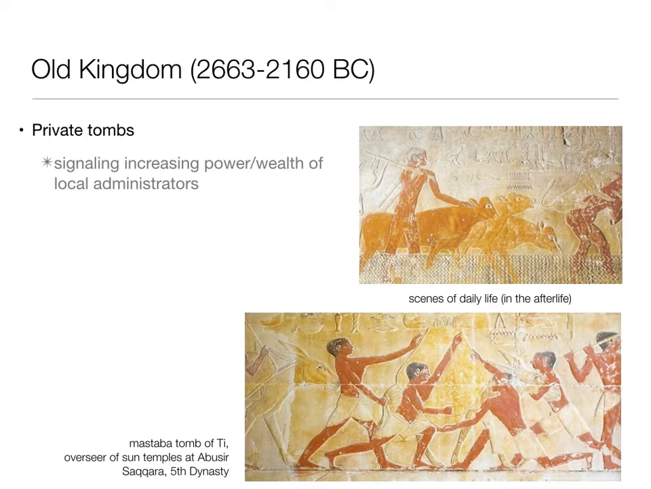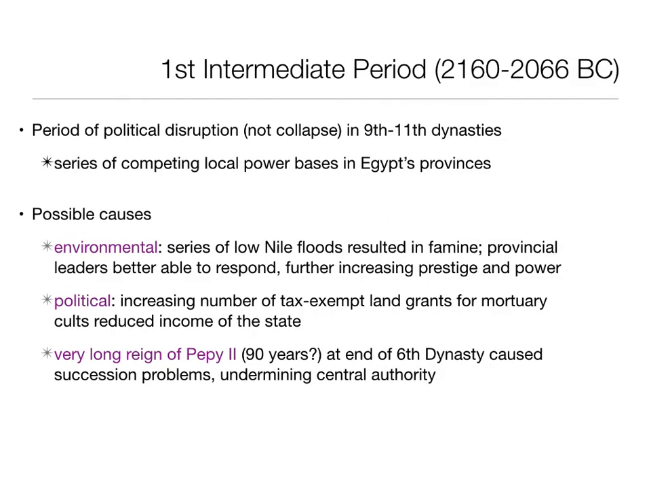So this kind of signals a lot more power going toward local individuals, and eventually this diffusion of power we see culminating in the end of the Old Kingdom, in a period that we refer to as the First Intermediate Period.